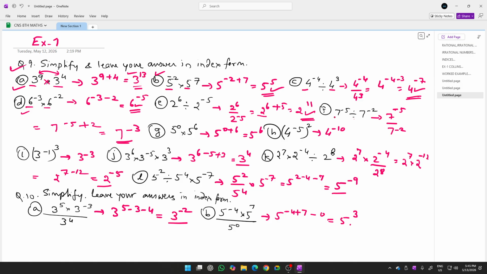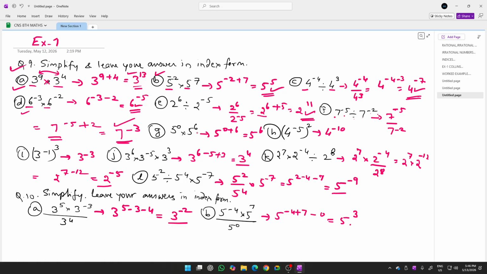Next is also division. 7 raised to minus 5 divided by 7 raised to minus 2. Both the bases are the same. So your final answer will be 7 raised to minus 5 minus minus 2. So that will be minus 5 plus 2. And minus 5 plus 2 is nothing but minus 3. So your final answer will be this.